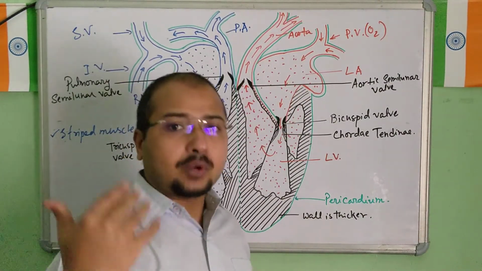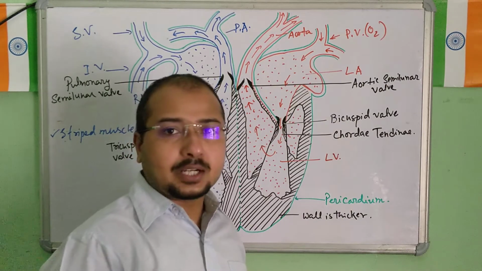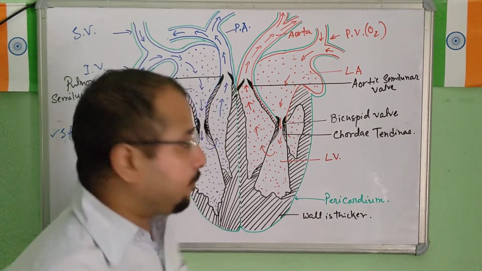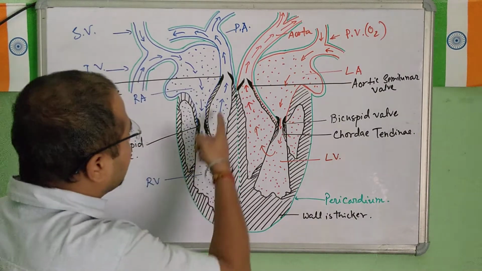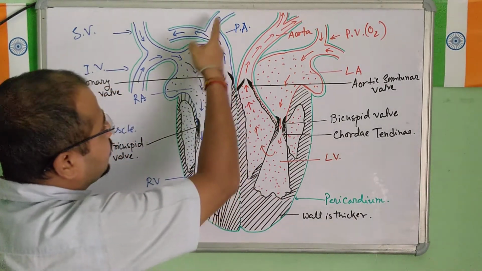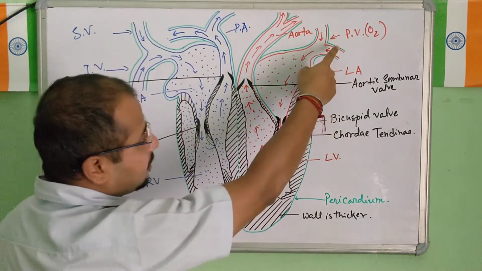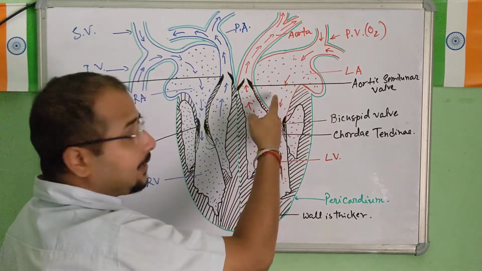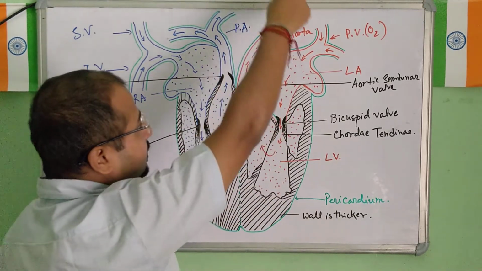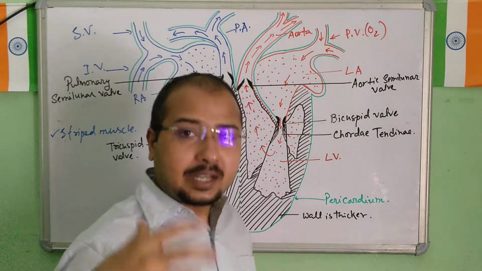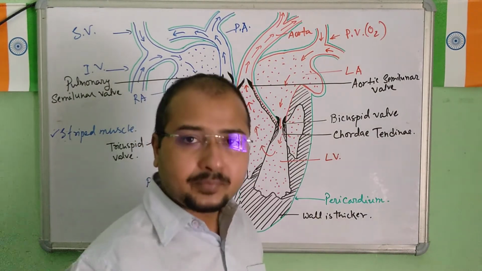Now to write the answer, we have to understand the pulmonary circulation and the systemic circulation. Pulmonary circulation means the pulmonary artery carries the deoxygenated blood to the lungs. From the lungs, oxygenated blood is brought back by the pulmonary vein into the left atrium. This is the pulmonary circulation, the circulation that takes place directly between the heart and the lungs.